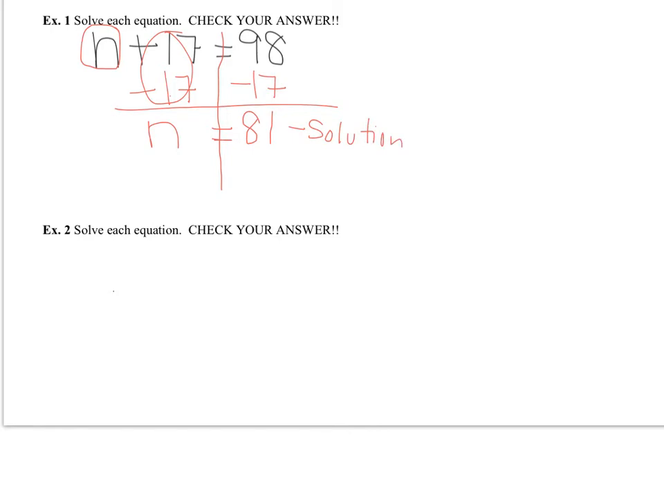And remember how we can get 100% is to check our solution. So 81 plus 17, what does that equal? Hopefully it equals 98, and that means we got it correct.